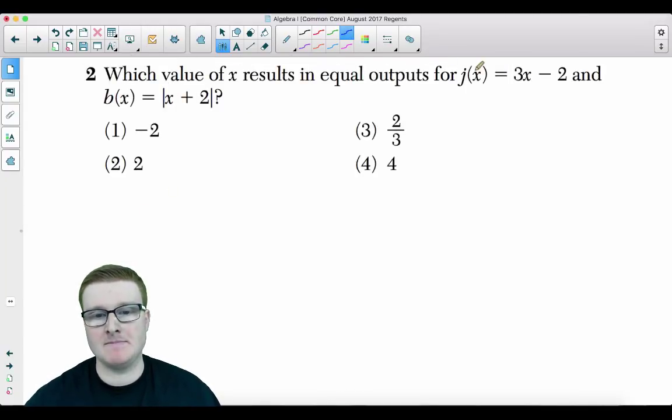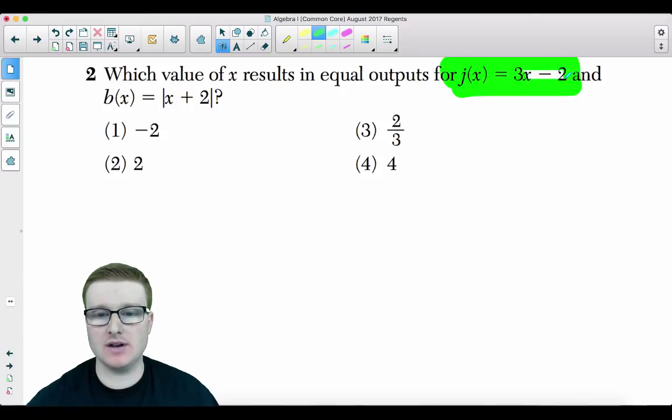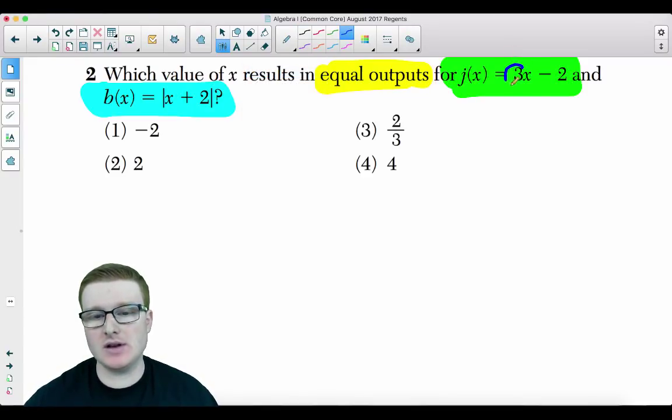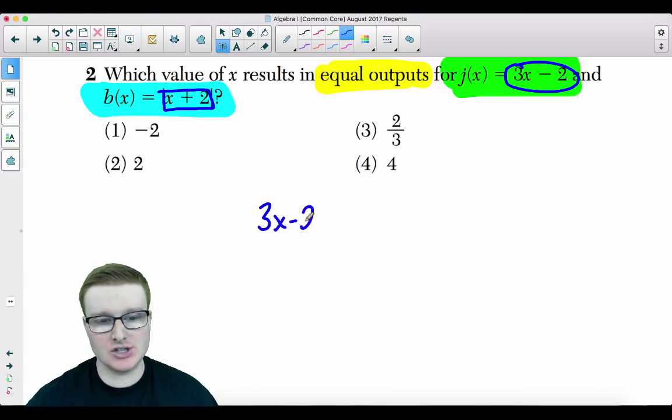The algebraic way is to take j of x equals 3x minus 2 and set it equal to b of x equals the absolute value of x plus 2. And they're asking you for equal outputs, meaning what value of x would make these two functions equal. So in order to do this, you take 3x minus 2 and you just set it equal to the inside piece of x plus 2. So we have 3x minus 2 equal to x plus 2.